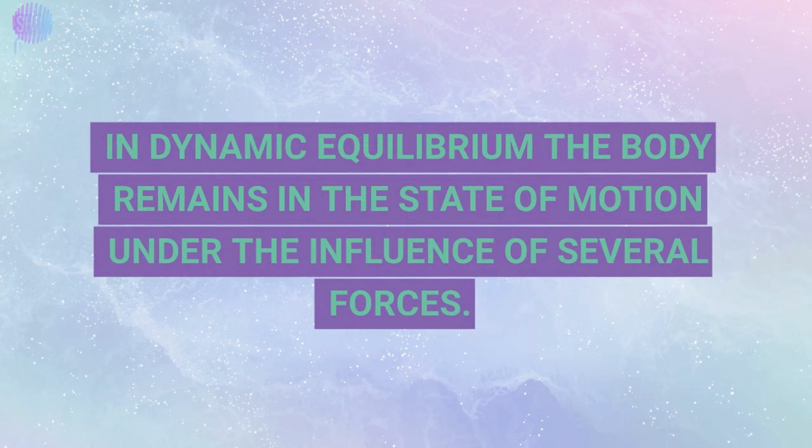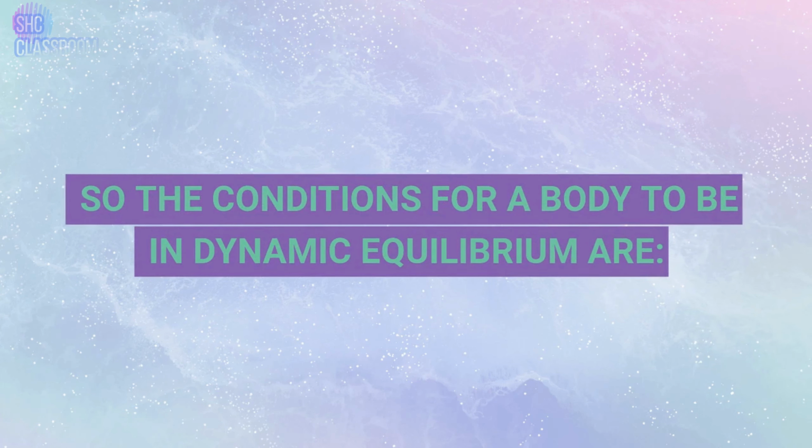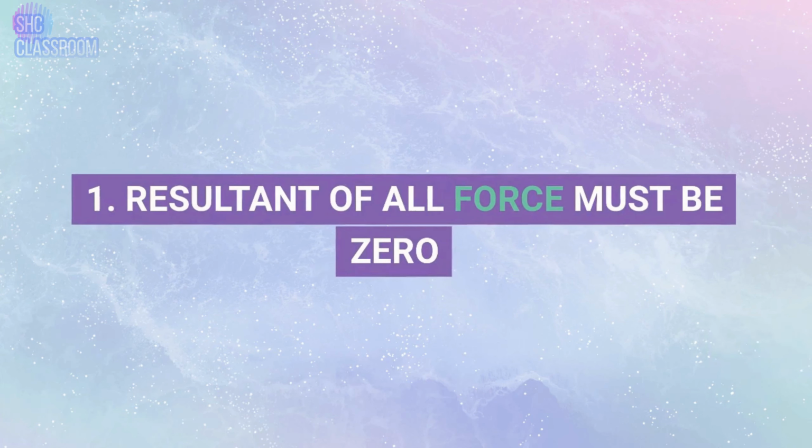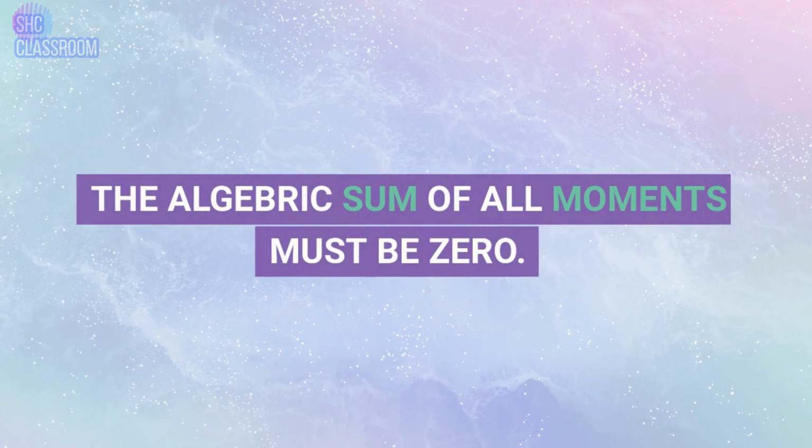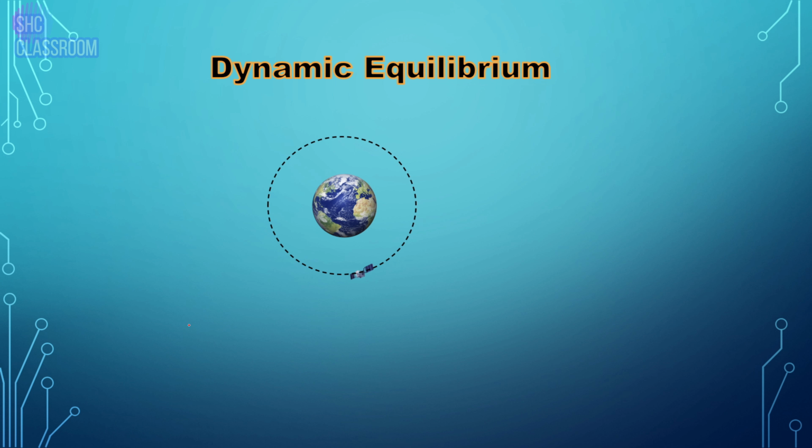In dynamic equilibrium, the body remains in the state of motion under the influence of several forces. So the conditions for a body to be in dynamic equilibrium are: 1. Resultant of all forces must be 0. 2. The algebraic sum of all moments must be 0. For example, when a satellite is revolving around the Earth, the centripetal and centrifugal forces act on it, which makes it stable or in dynamic equilibrium at that particular orbit.